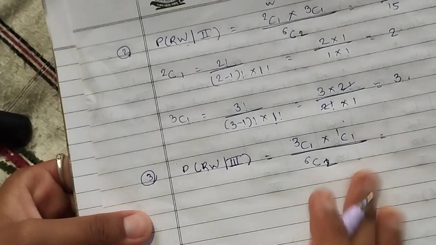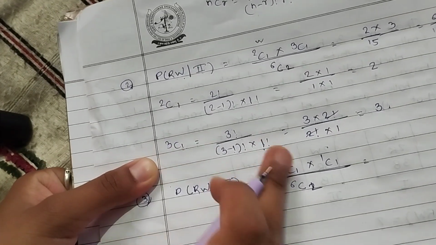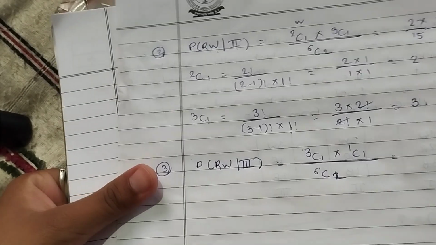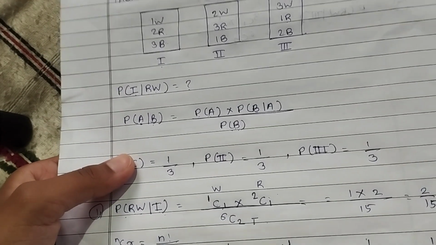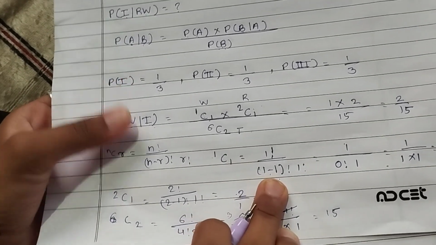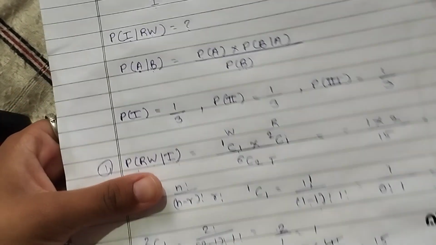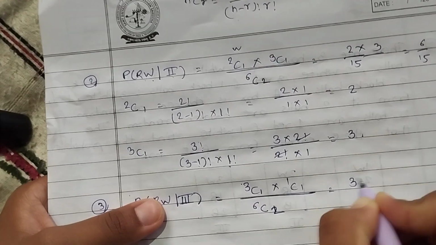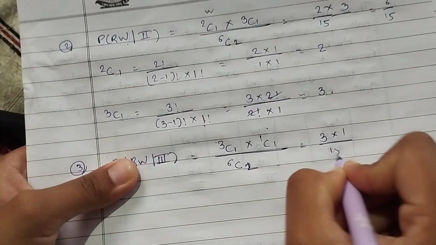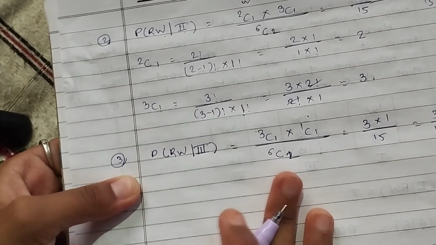Now the same 3C1, which we found out here, no need to find out again and again. 1C1, which we found out here. 1C1, where here 1C1, and 6C2 here 15. So we only put all the values one by one. So this is nothing but 3 into 1 divided by 15, 3 by 15. So this is the third term.